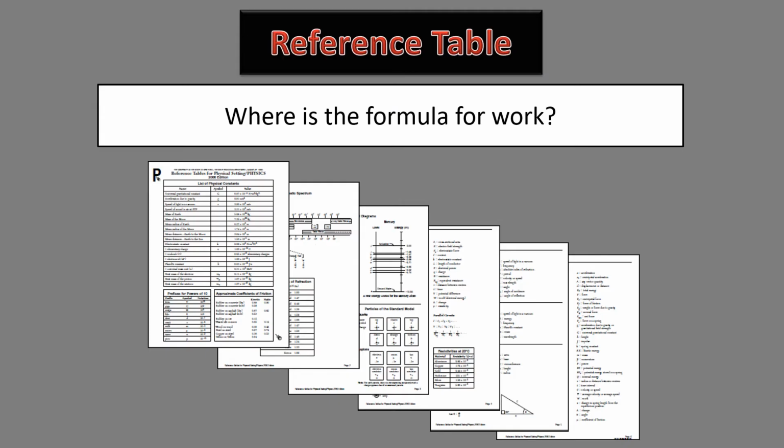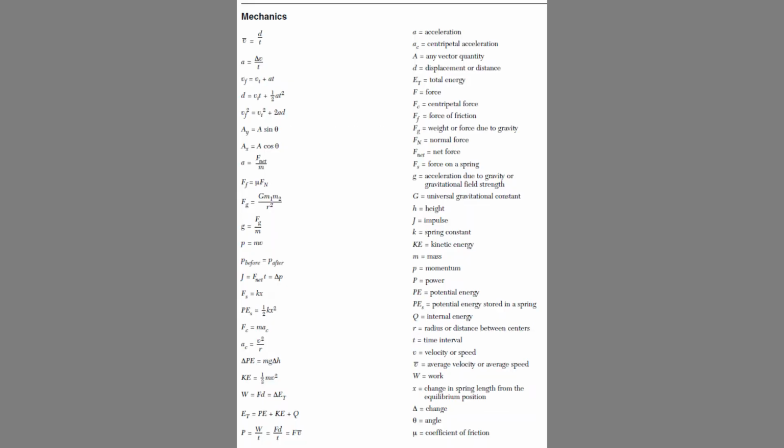So that formula for work, does it say FVT in your reference table? It does not. It does tell you it's equal to the change in the total energy, but if you want, you can write in W equals FVT as a little shortcut. Again, if they give you the velocity and the time and the force and they're asking for the work.